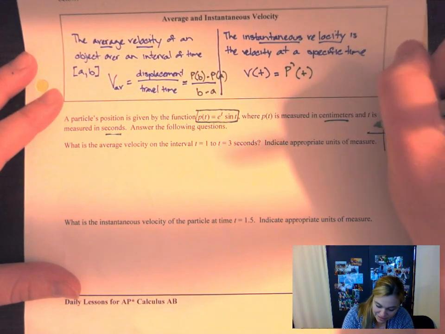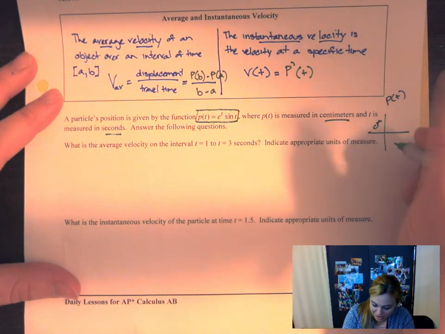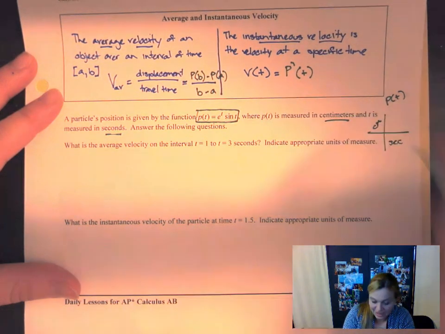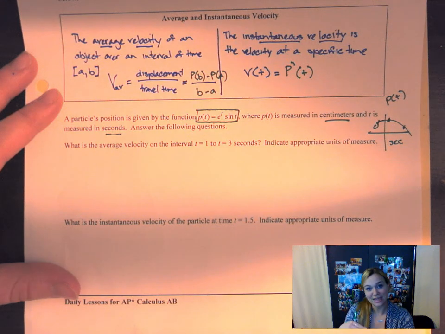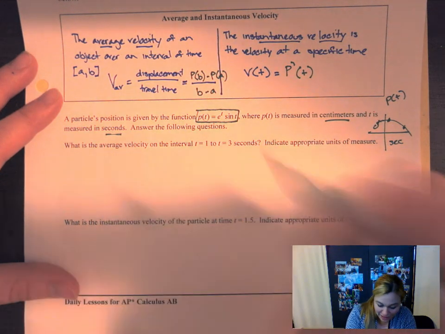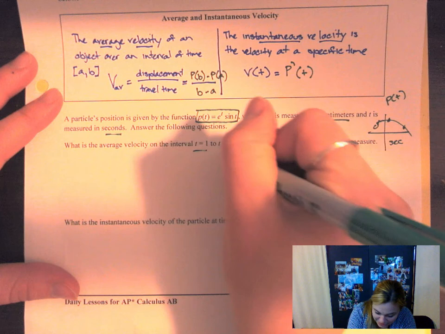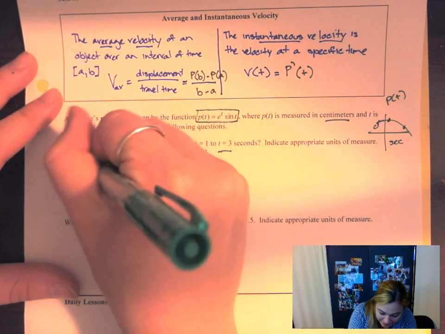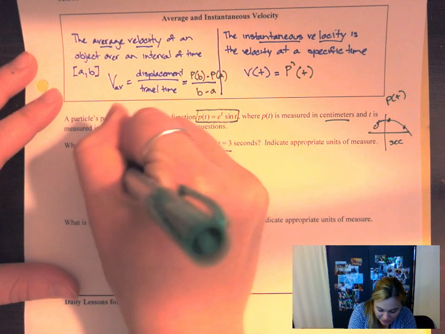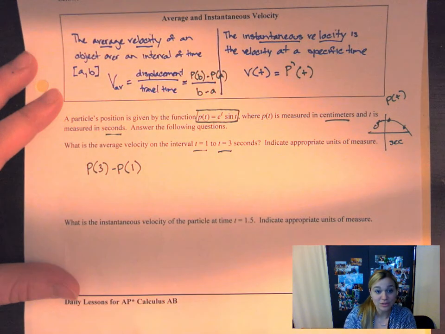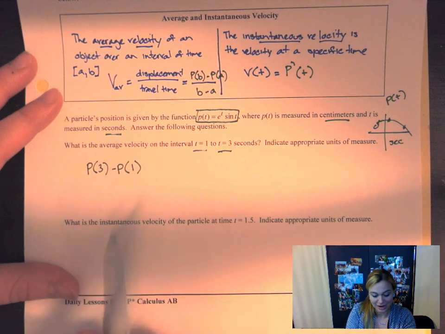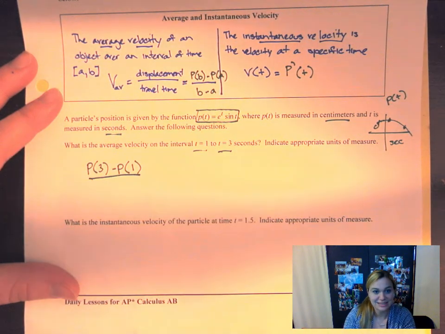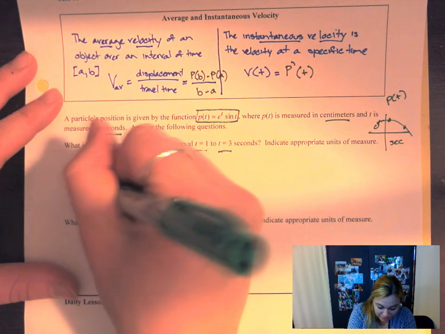And I've got centimeters on the y-axis, and seconds on the x-axis, and I take the slope of that line. The slope of that line would be centimeters over seconds, velocity. So average velocity from 1 to 3 seconds is going to be p of 3 minus p of 1. That's also the change in distance. Like if I'm at position 3 and position 1, and I subtract them, that'd be the displacement over my time.